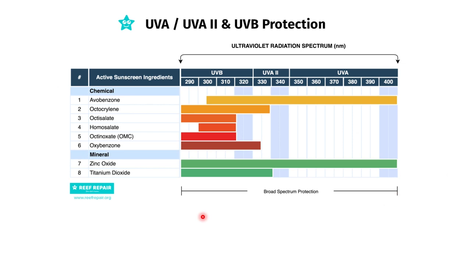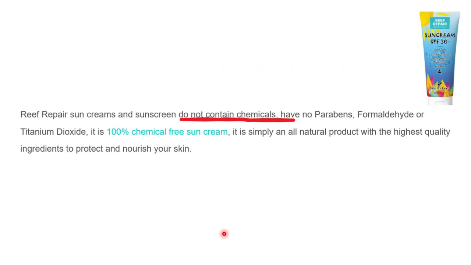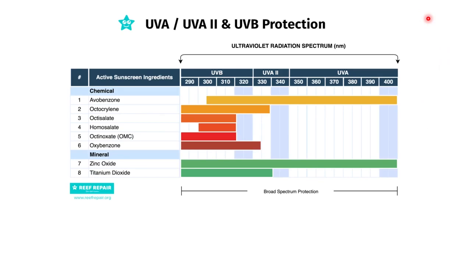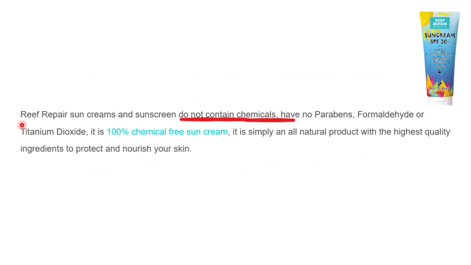Okay, so one last thing about people trying to sell you stuff on the internet. This is Reef Repair Sunscreen. I actually got this from that company. And they say Reef Repair sun creams and sunscreen do not contain chemicals, have no parabens, formaldehyde, or titanium dioxide. 100% chemical-free sunscreen. It is simply an all-natural product.